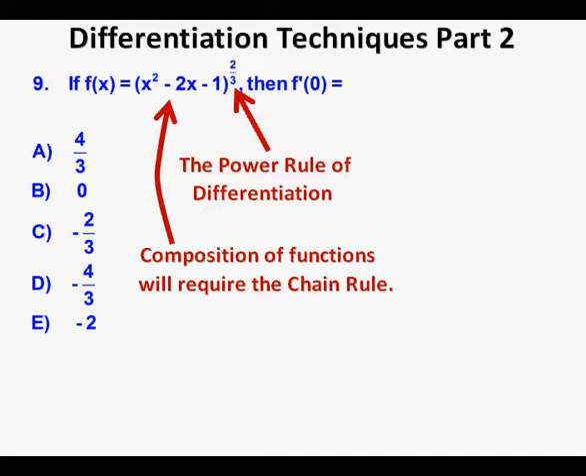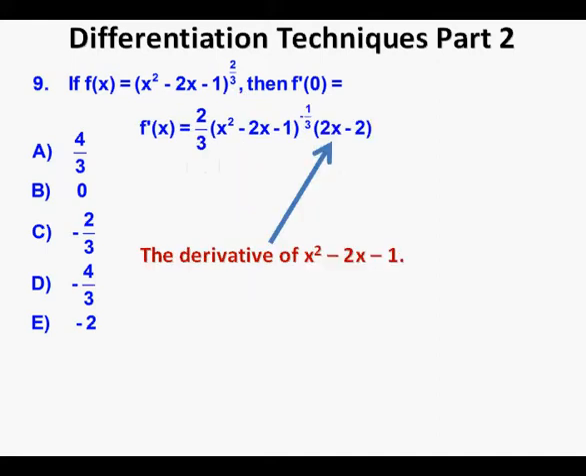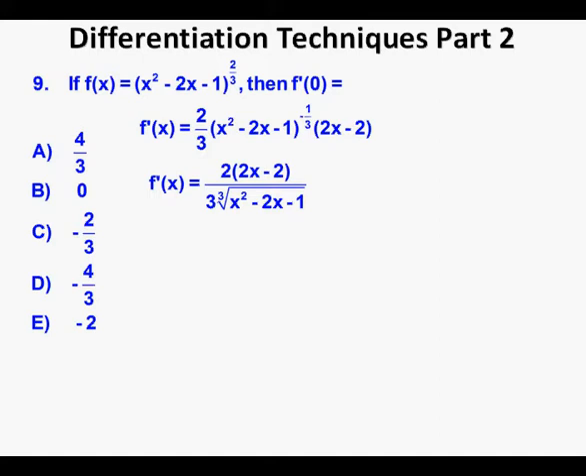And differentiating using the power rule and the chain rule, we have f prime of x equals 2/3 quantity x squared minus 2x minus 1 to the negative 1/3 power times quantity 2x minus 2, which is the derivative of x squared minus 2x minus 1. In simplifying, we have f prime of x equals 2 times quantity 2x minus 2 over 3 times the cube root of quantity x squared minus 2x minus 1.